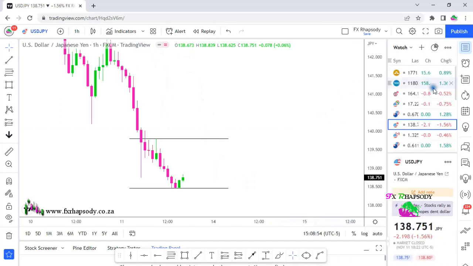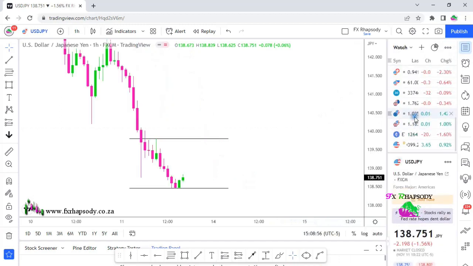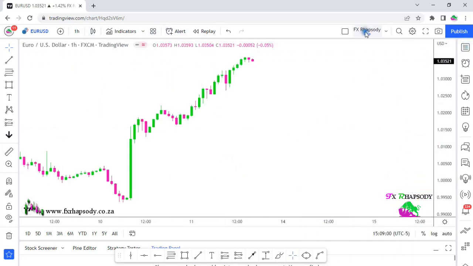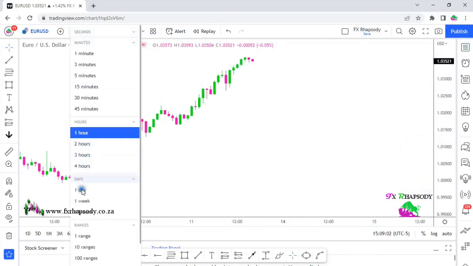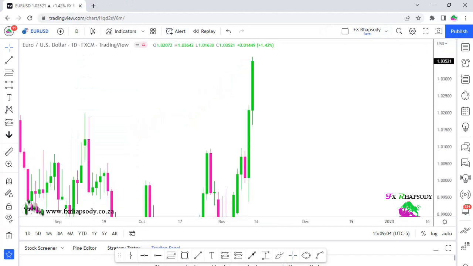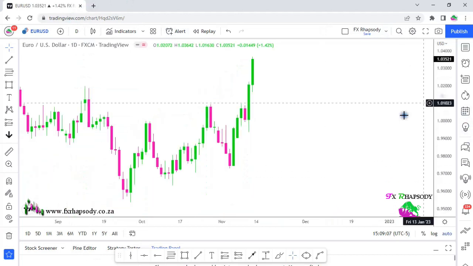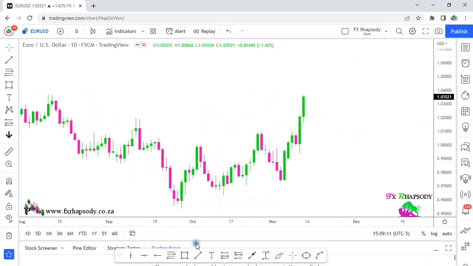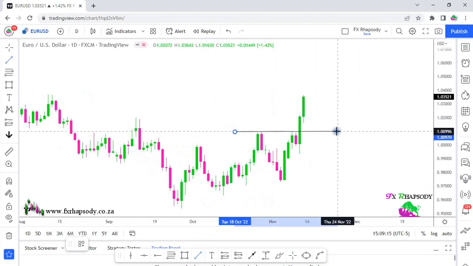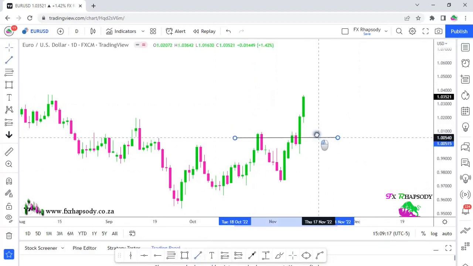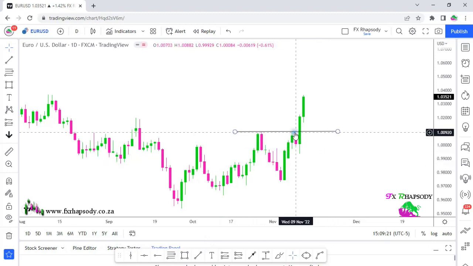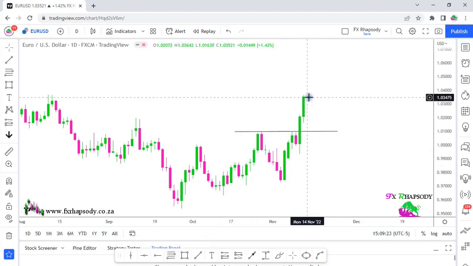Let's move on to the next currency pair. We're going to be looking at the EURUSD. We're obviously going to start off on the daily time frame. Not a lot is happening on the EURUSD, but I'm going to show you something interesting on a lower time frame. But on the higher time frame, obviously that high was taken out. So we had a high, price going up, tapping into that area again, and then eventually breaking that.